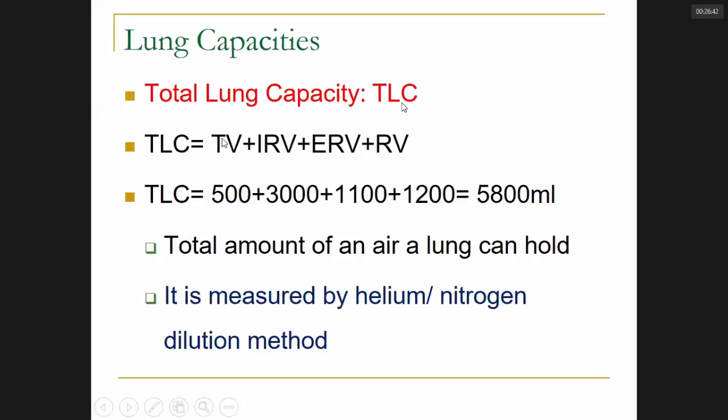Last but not the least, it is total lung capacity, TLC. It comprises all the lung volumes, that is 500, 3000, 1100, and 1200. Together, the total lung capacity is 5800 ml. And this is nothing but the total amount of air which a lung can hold. It is again measured by the helium dilution method, by indirect spirometry, because there is RV in this capacity.